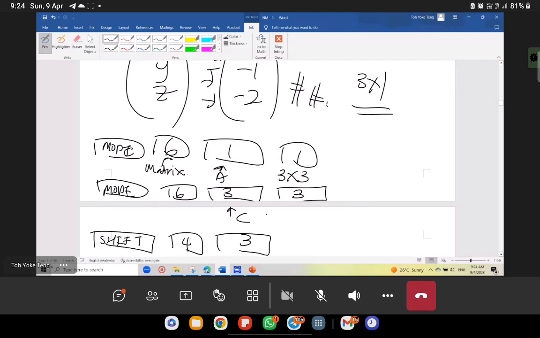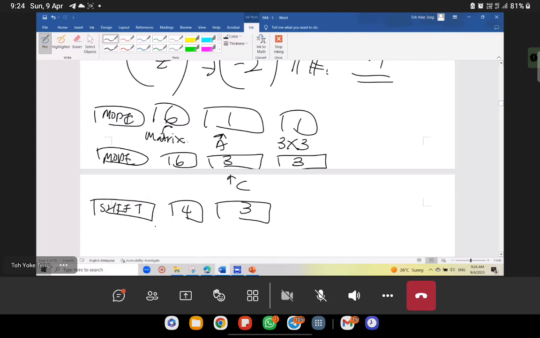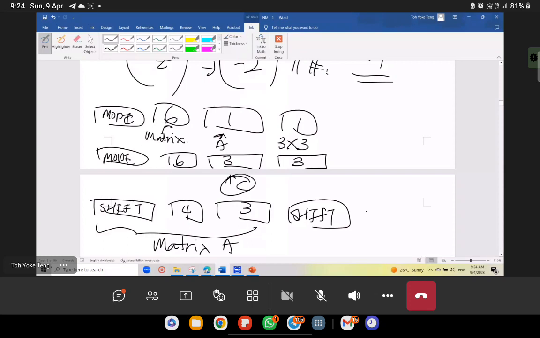So you just insert the variable 3. This part is the way to call out the matrix A. And then another one, since we inserted it as matrix C, so shift 4, 5. This one is the way to call out the matrix C.